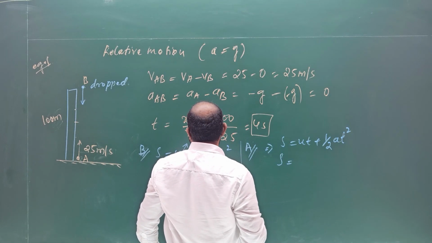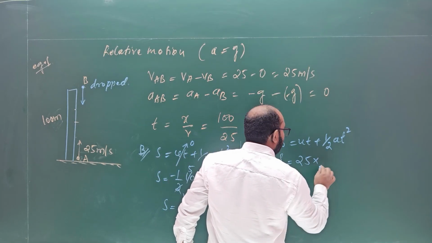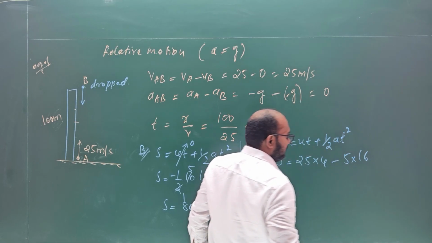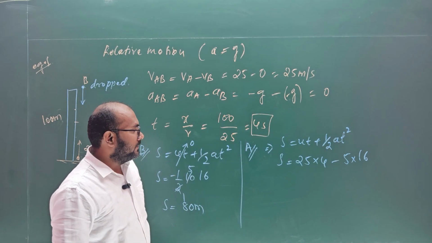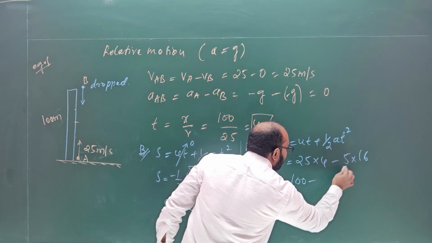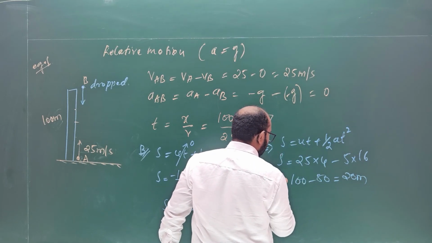So S is equals to U, velocity is 25, into time period 4, minus, can I write 5 into 4 square, that is 16. Okay. Similarly, S is nothing but this becomes 100 and this becomes 80. Answer is 20 meters.